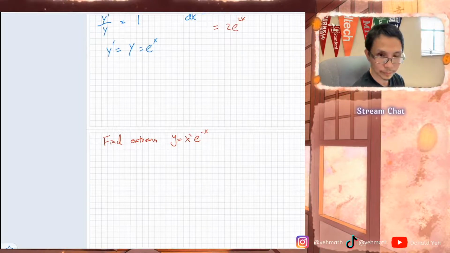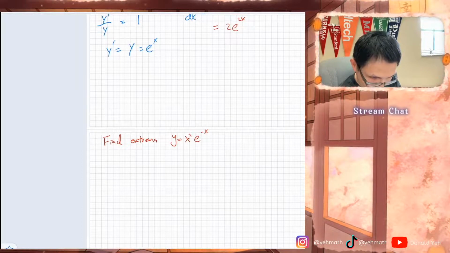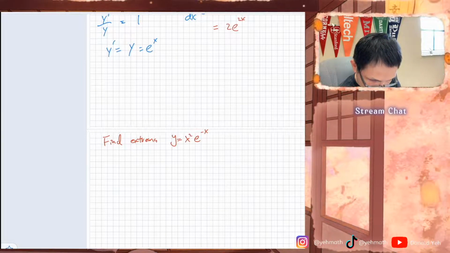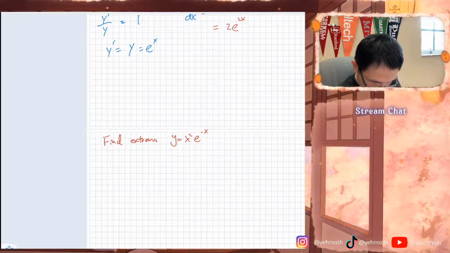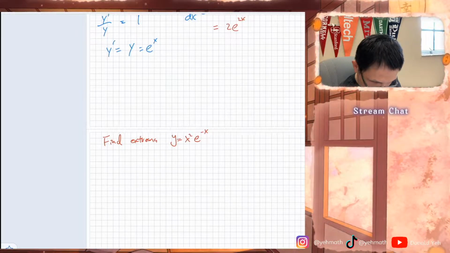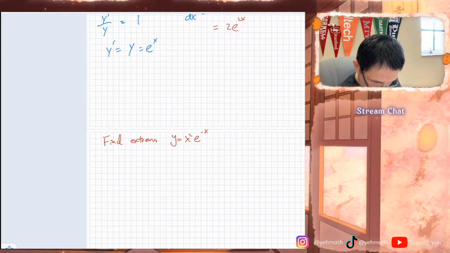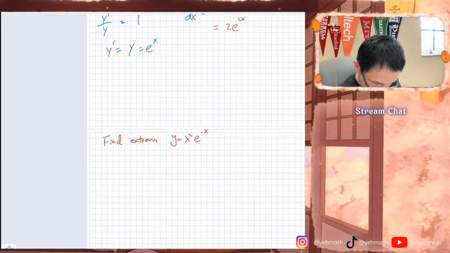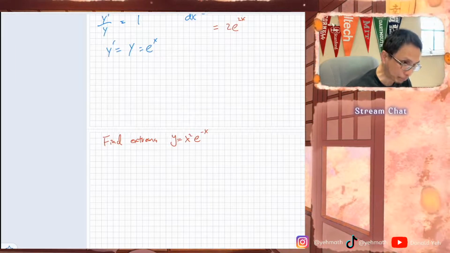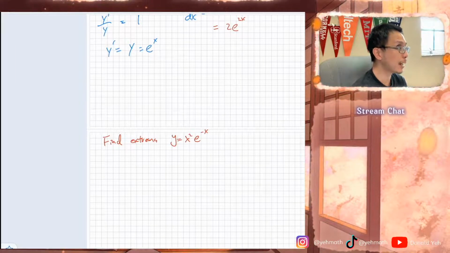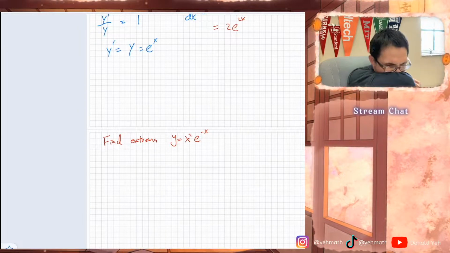Then do it. But why did you do e to the negative? No, I don't know what happens. Do it. How do you find the zero for this? Did you do product rule? You have to do product rule. Possibly.